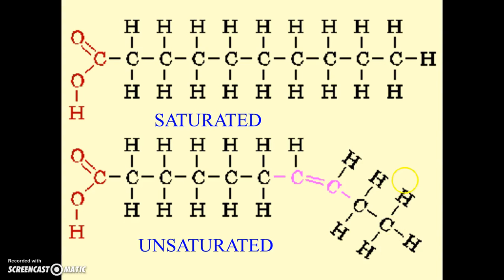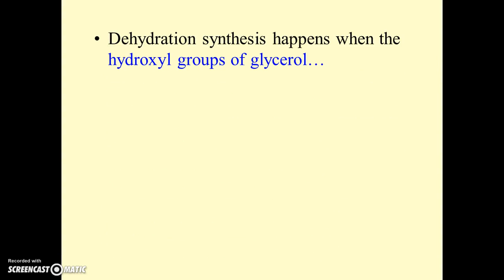Monounsaturated. There is just one double bond. Polyunsaturated, we would see more than that. So back to dehydration synthesis. You just couldn't get away from it. So it happens when what? When we're removing a water to build a molecule.